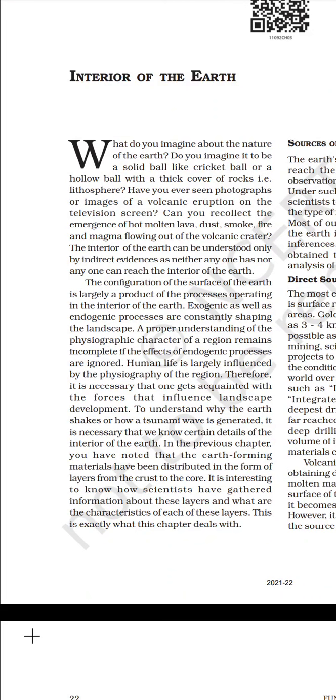Have you ever seen photographs or images of a volcanic eruption on the television screen? Can you recollect the emergence of hot molten lava, dust, smoke, fire, and magma flowing out of the volcanic crater? The interior of the earth cannot be understood by direct observation, as neither anyone has nor anyone can reach the interior of the earth.